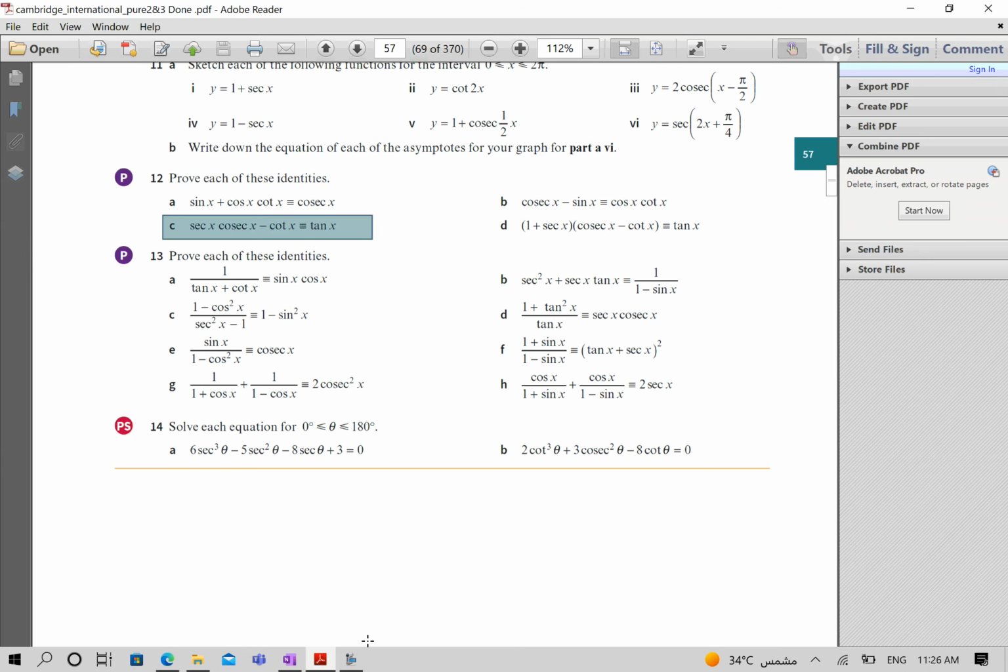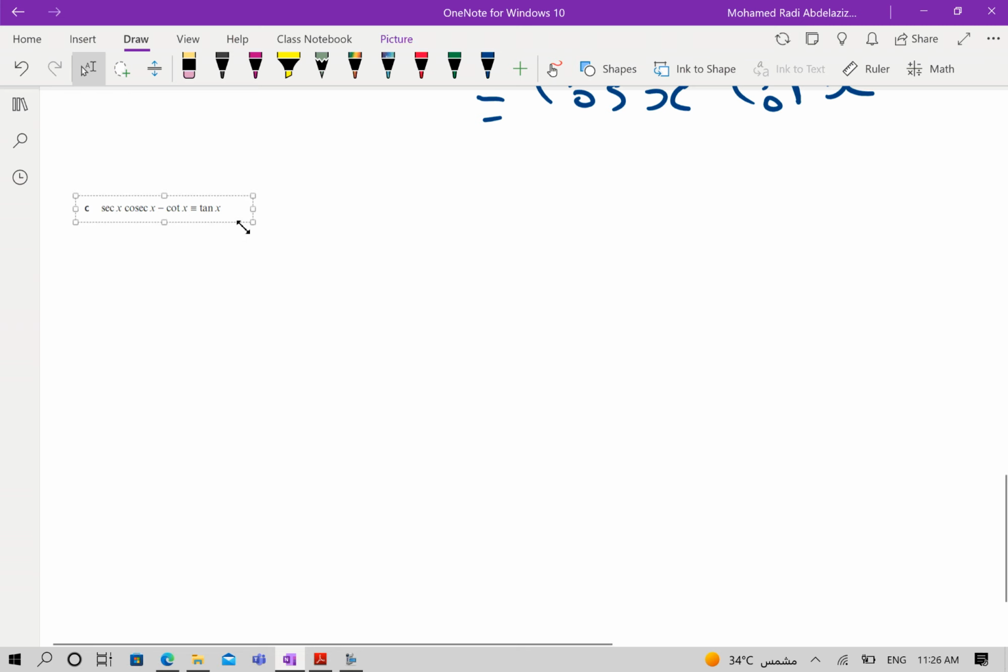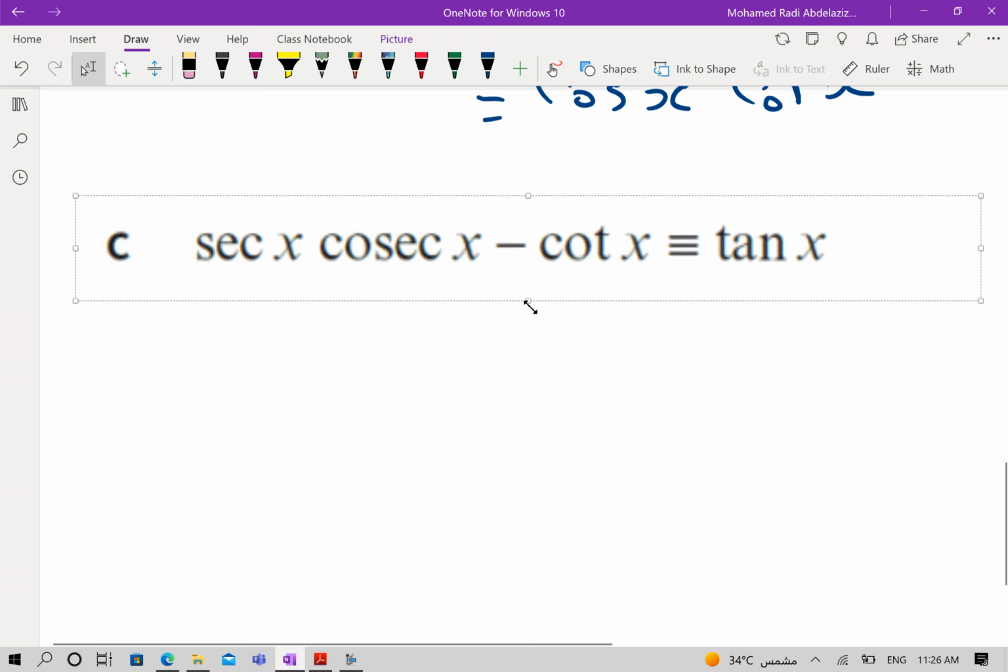Now I will give you part C and wait 3 minutes. If you solve it, raise your hand. Question part C. All of you please start with the left hand side. As I told you, we have sec. Remove it and write what? Cosec. Remove it and write what? Cotan, cosine over sine. Then we have two fractions. Find it as a single fraction.